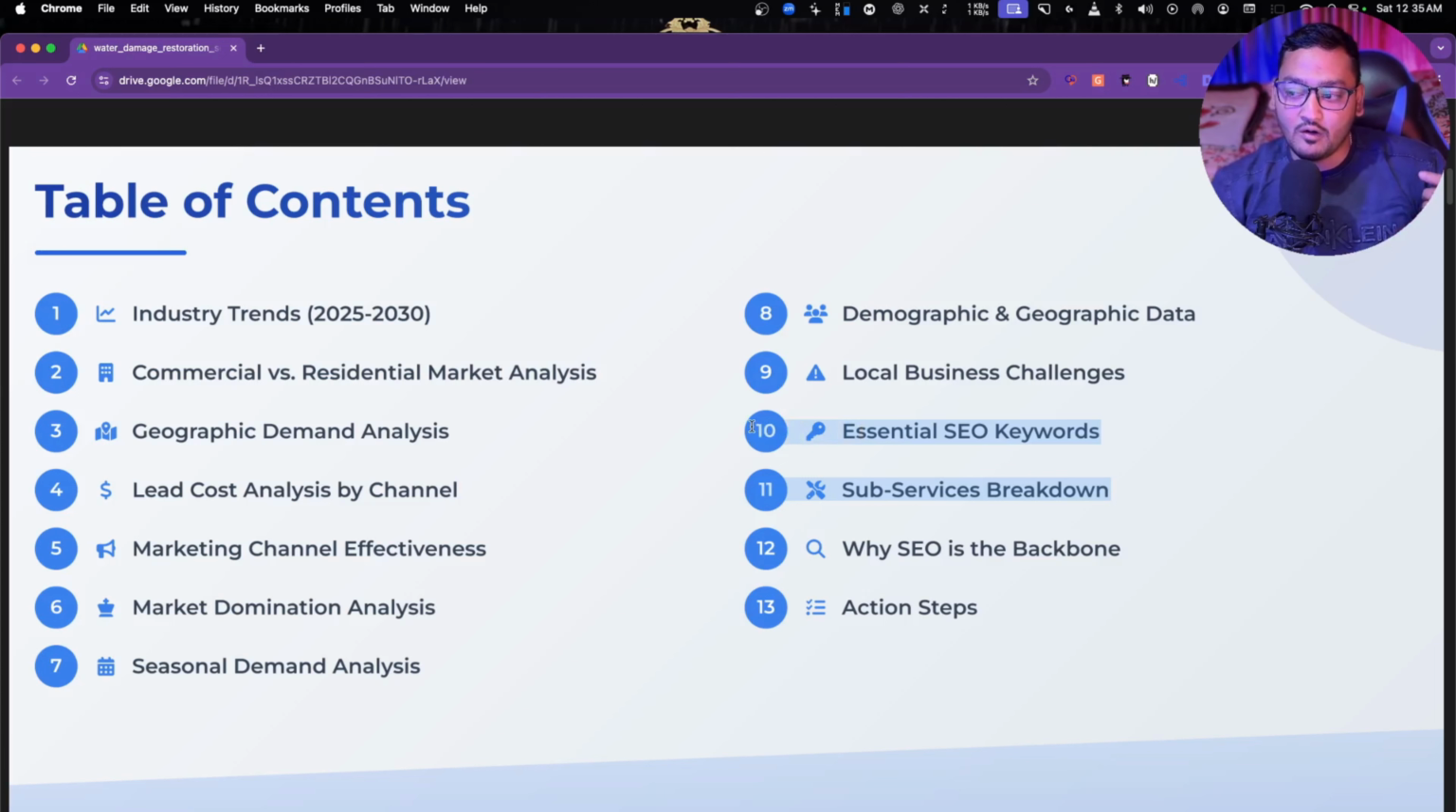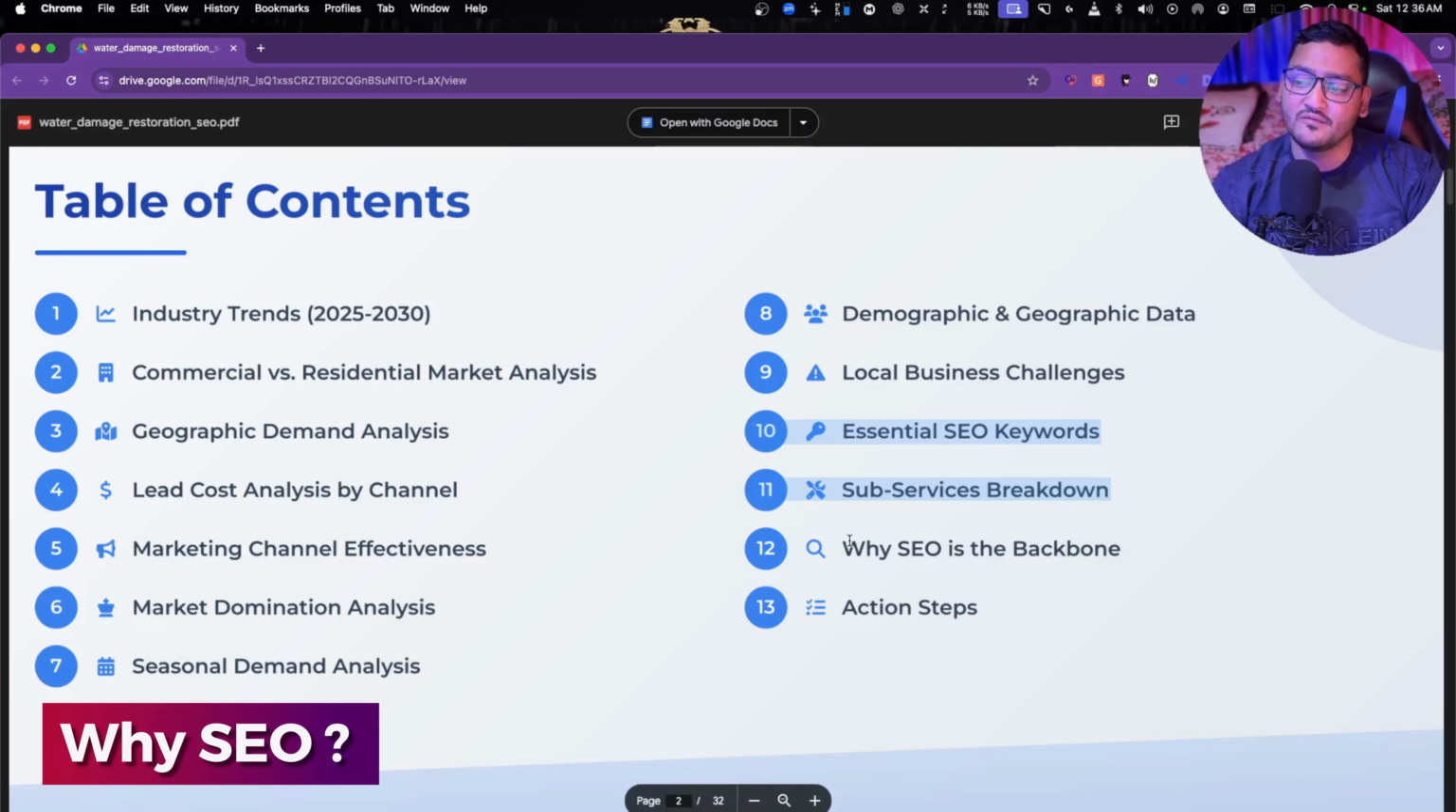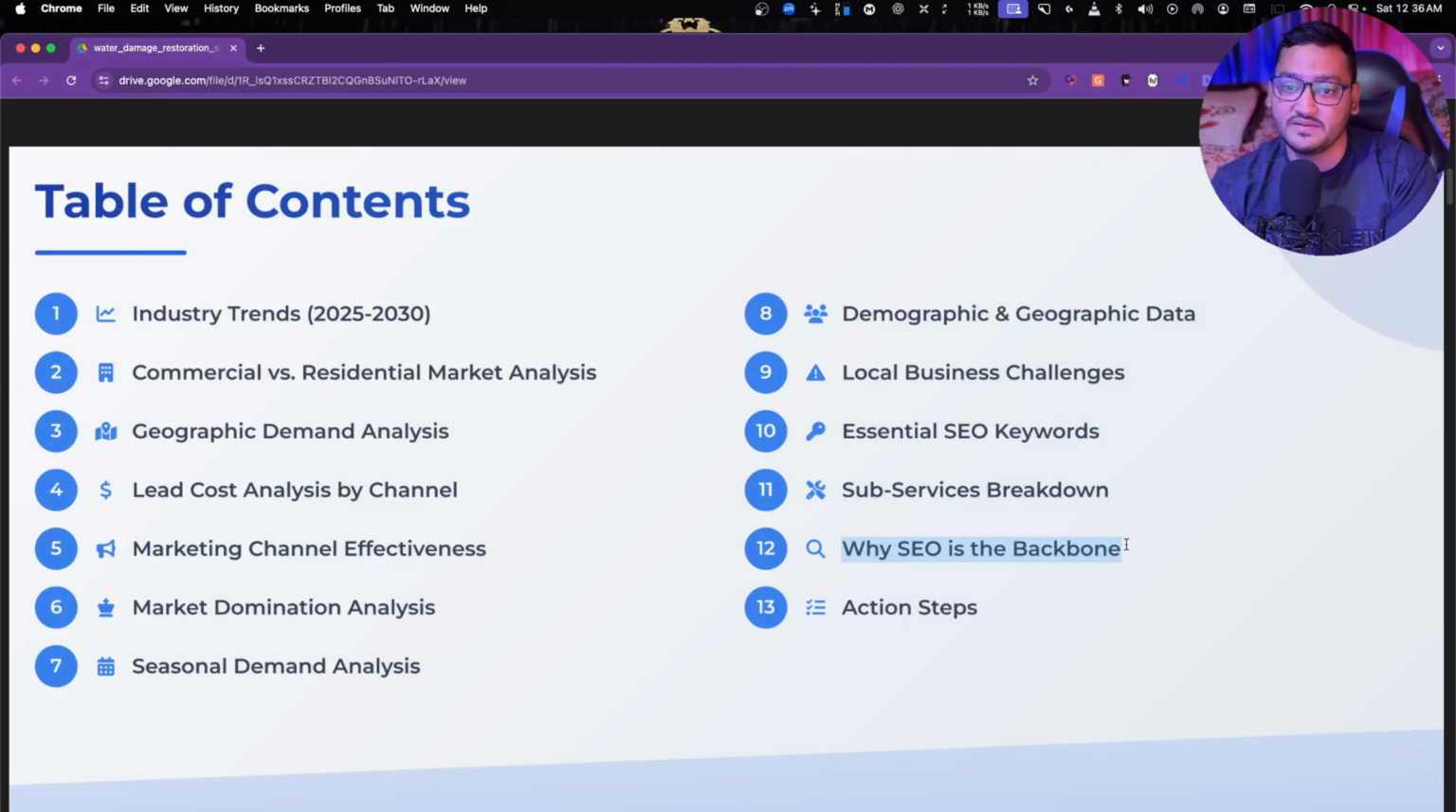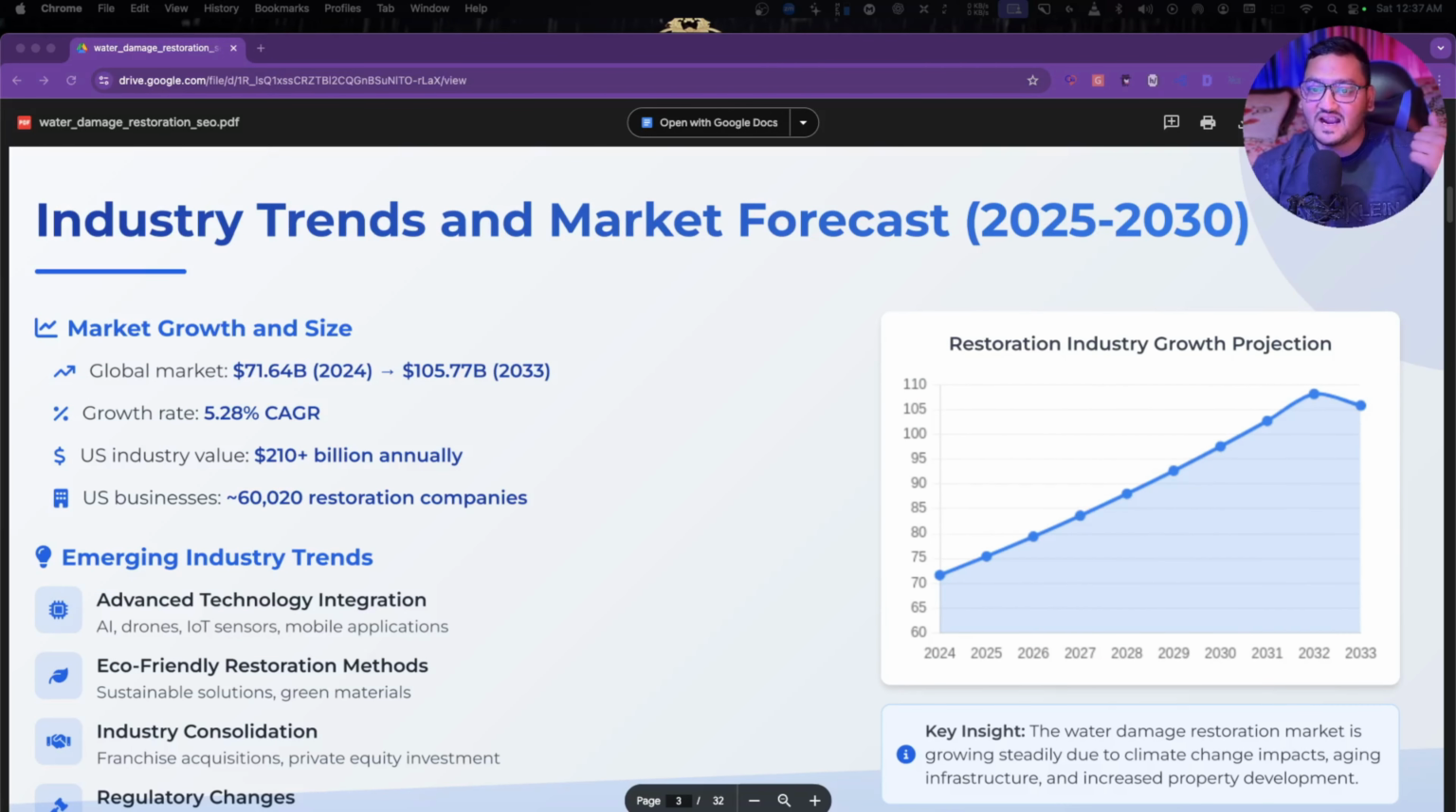You need to identify all the sub-services for all your major service pages so that you can clearly establish your topical authority for that particular service. And the last thing, basically why SEO is the backbone of this industry. So let's start with the first one.